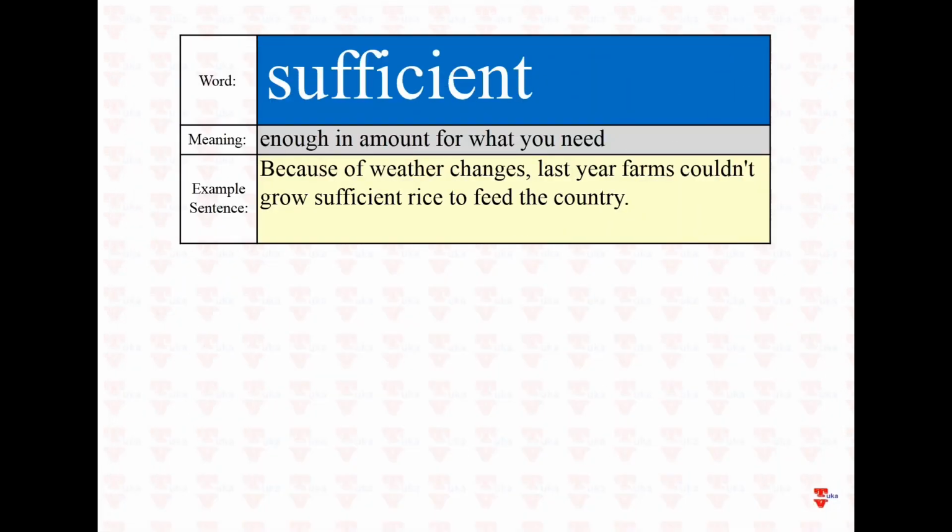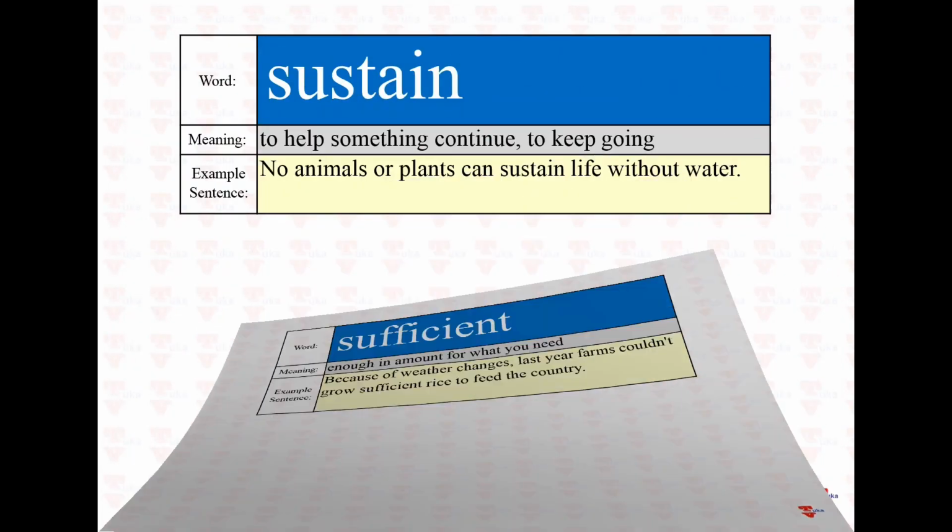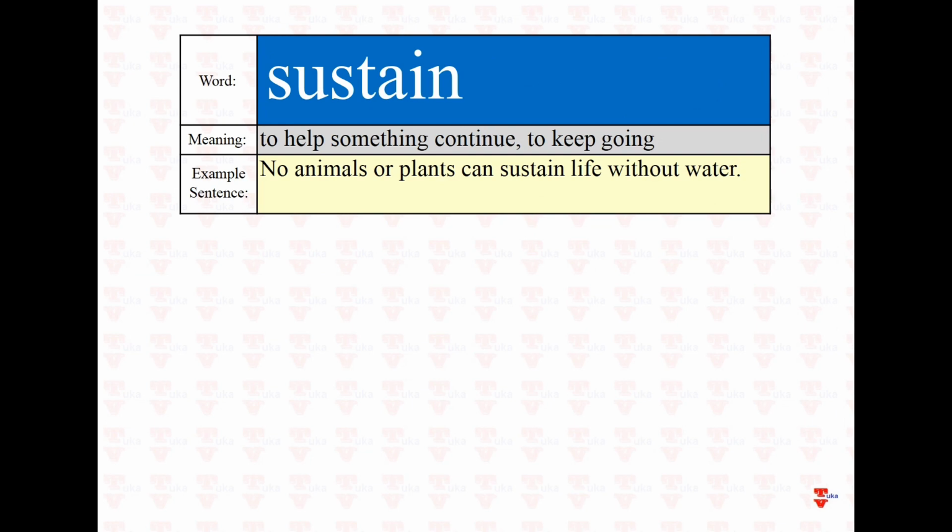Sufficient. Enough in amount for what you need. Because of weather changes, last year farms couldn't grow sufficient rice to feed the country. Sustain. To help something continue, to keep going. No animals or plants can sustain life without water.